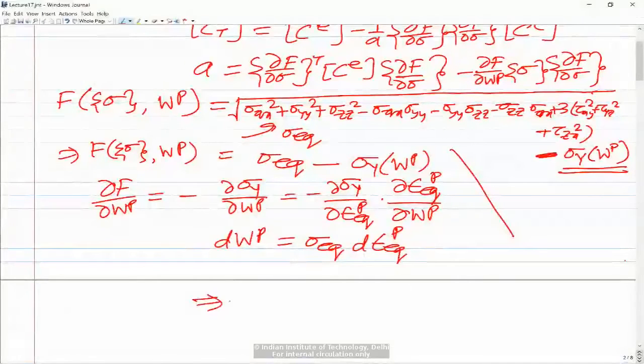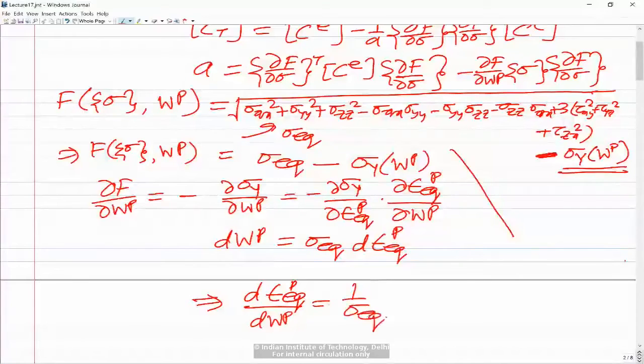From this, the differential relationship can also be written as d epsilon equivalent p by dwp is equal to 1 upon sigma equivalent. Because we are on the yield surface, with elastoplastic loading of the material, f is equal to 0. So f equal to 0 means sigma equivalent is equal to sigma y. So this is 1 upon sigma y.